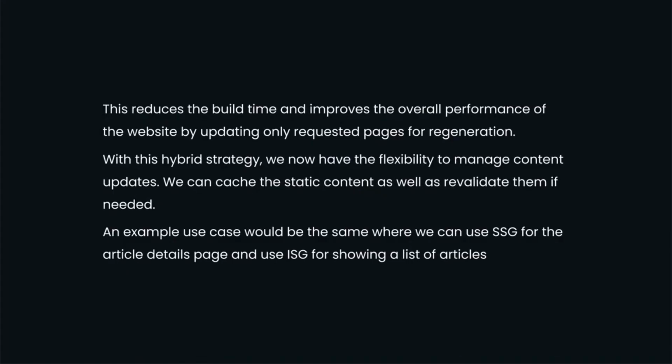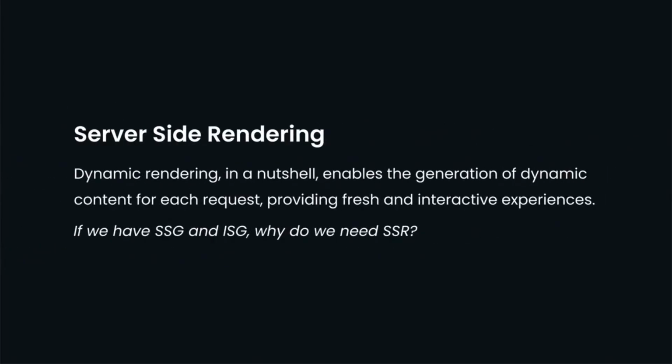This reduces the build time and improves the overall performance of the website by updating only requested pages for regeneration. With this hybrid strategy, we now have the flexibility to manage content updates. We can cache the static content as well as revalidate them if needed. An example use case would be where we use SSG, what we discussed before, which is static, for article details page, and then ISG for showing a list of articles. Because sometimes new articles might appear, we're going to statically render them, but then the list has to be dynamic because from time to time, new articles can appear. And last but not least, we have server-side rendering. Dynamic rendering, in a nutshell.